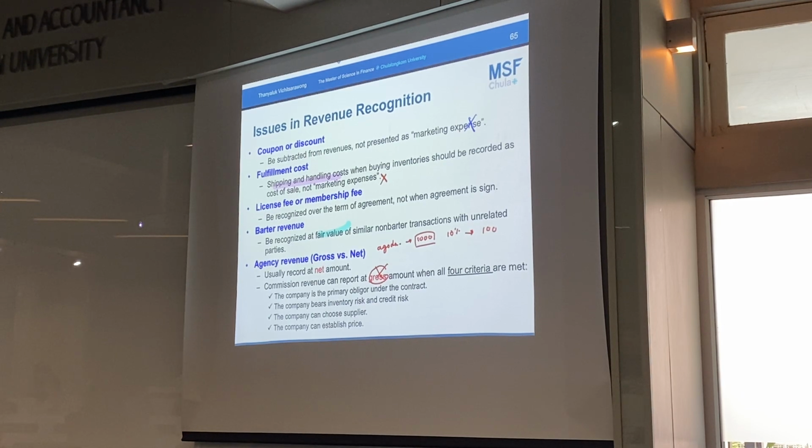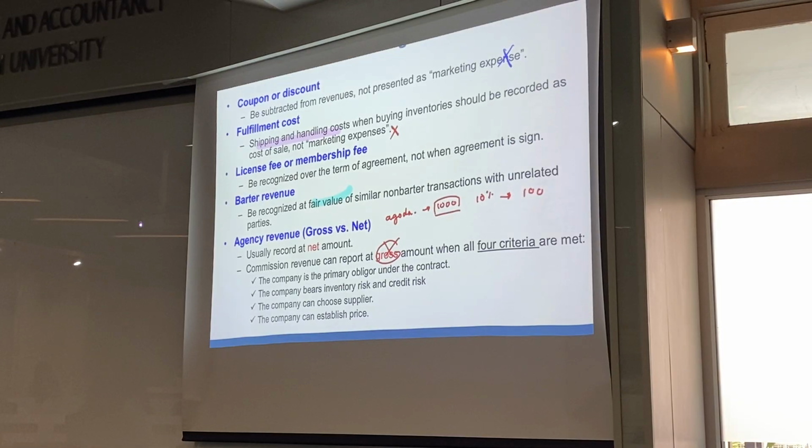Okay. The license fee and membership fee should be recorded over the term of the agreement. So you have to allocate over time, right? Barter revenue, do you know what barter revenue is? So barter revenue is like you have company A and company B. They have their own products, and then they just trade their products, right? So you don't receive real cash, but you just trade the products between these two companies, right?